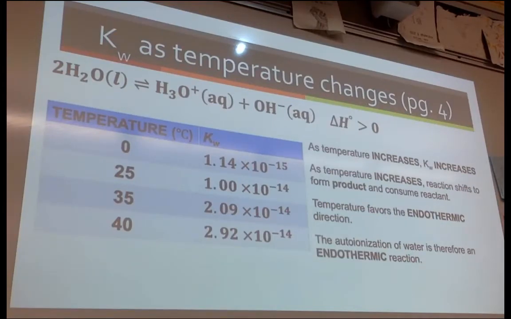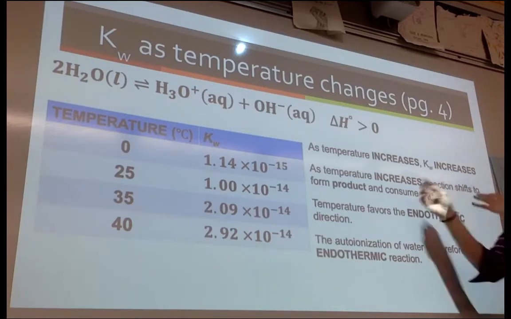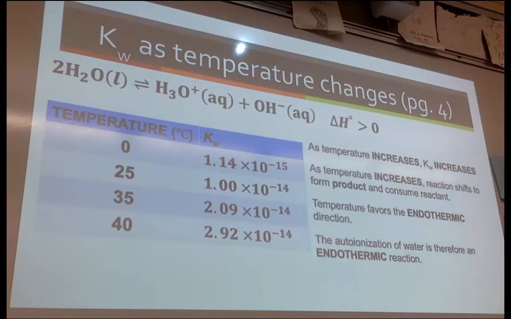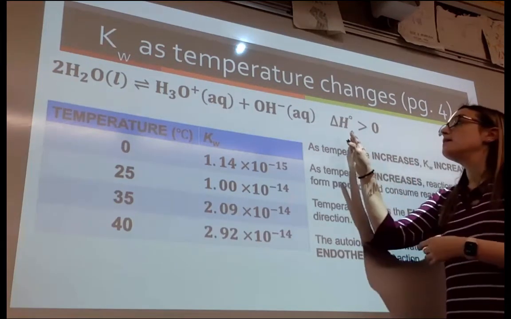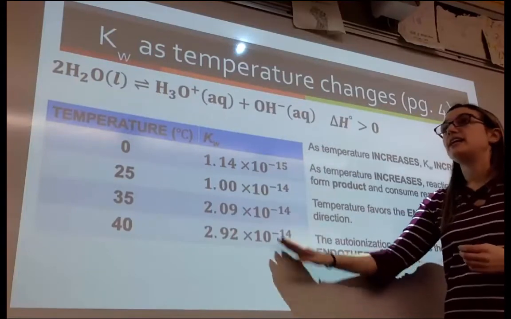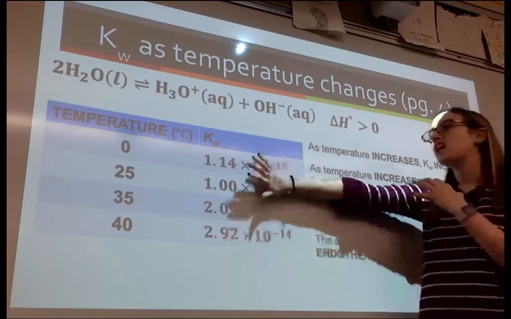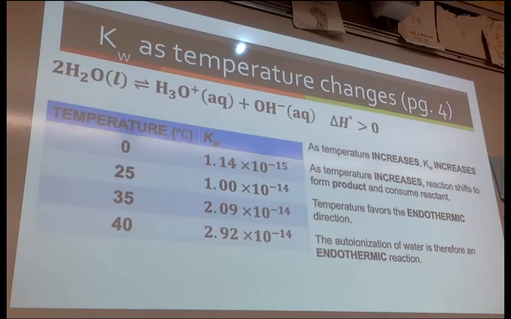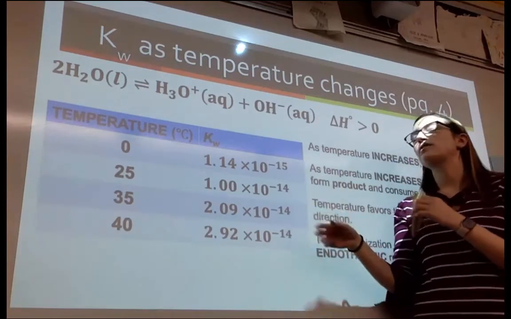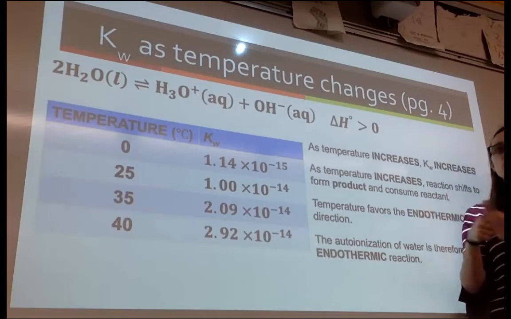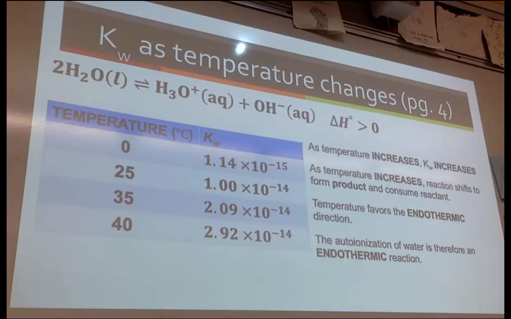And so based on that, as temperature increases, that means that the reaction is shifting to create more products, which tells us that this autoionization of water is actually endothermic. If it were exothermic, we would notice the other way. But as temperature changes, KW changes. Now the relationship, KW being H plus times OH minus, doesn't change. But the constant that we use changes as temperature changes. And so it's important that we pay attention to the value of KW that they give us, because that's going to affect our H plus and our OH minus concentration.